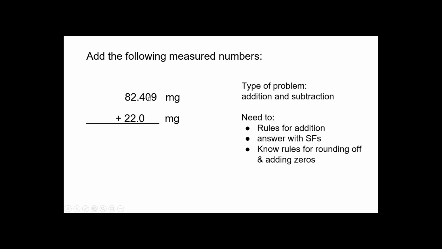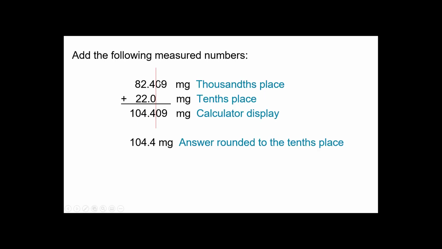Again, here's another problem. Make sure you understand the rules for addition. In this case, same thing. This has the digit in the tenth place. So this one's going to determine our sig fig rules. We add it together, draw a line if you need to. And the last digit is 4 because it's in the tenth place. 0 is below 5. We do not round, we drop it off, and this answer is 104.4 milligrams.